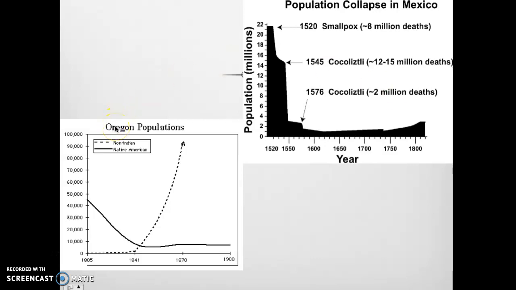Here in Oregon, in the 1800s, you can see that the non-Indian population is on the rise by the 1840s and 50s. Remember the Manifest Destiny unit. Here you can see the Indian population on the decline right around the same time.